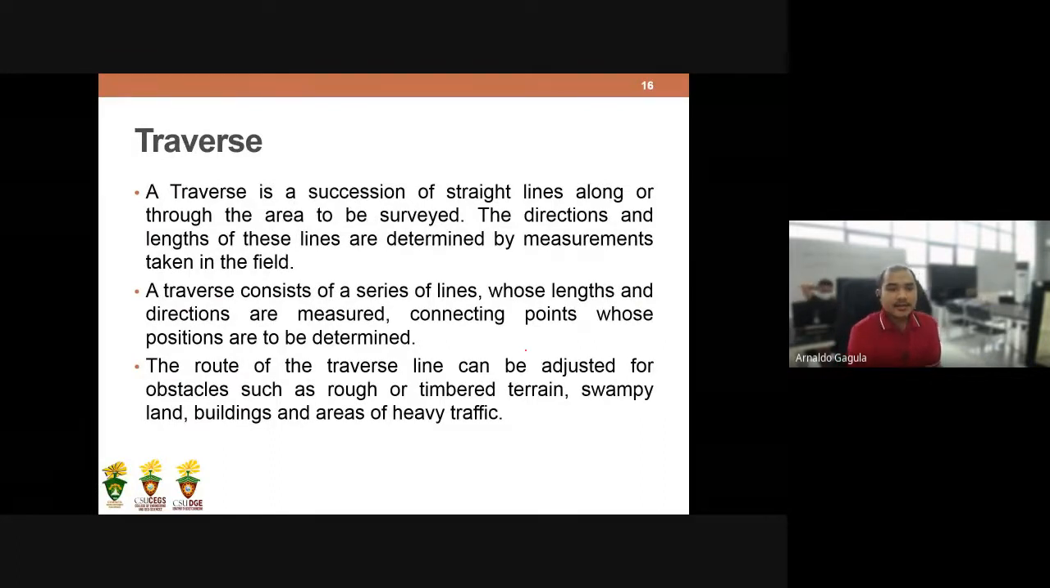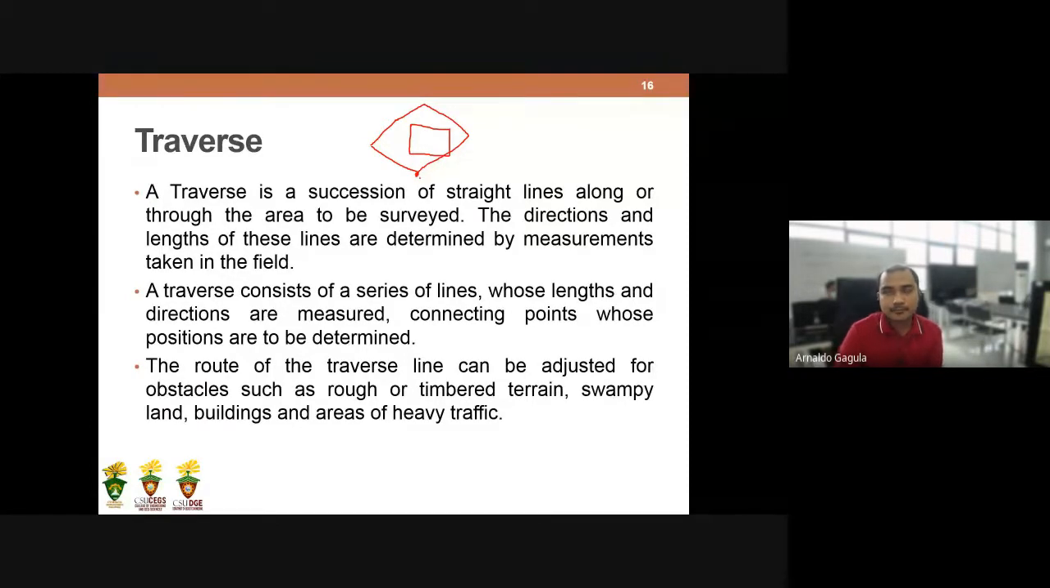Next, let's recall what is traverse. Traverse is a succession of straight lines along or through the area to be surveyed. The directions and lengths of these lines are determined by measurements taken in the field. So, traverse is intahay sa imuhang lot na i-survey. To determine the location of these corners, for example, mag-relocation survey ka, you need to have a traverse. What is the traverse sa imong lot? Just like that.